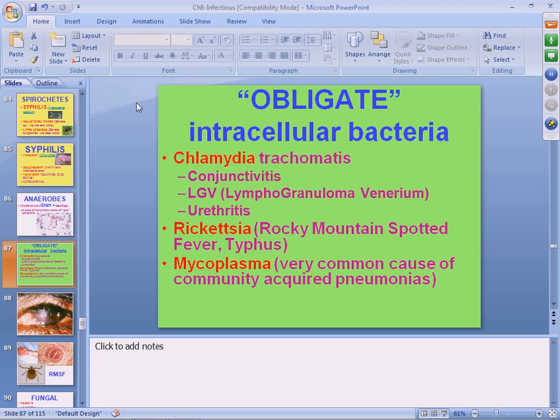Chlamydia. Most likely you'll be seeing chlamydia a lot. It's a very common cause of conjunctivitis. It's the leading cause of blindness in the world, given that it can involve conjunctiva and cornea extensively. It can also cause another STD called lymphogranuloma venereum. You're not likely to see it because it's generally not very common, but you should know it does cause LGV.